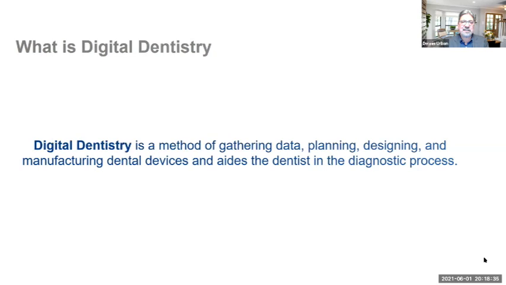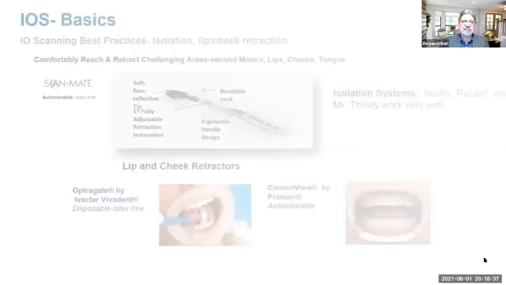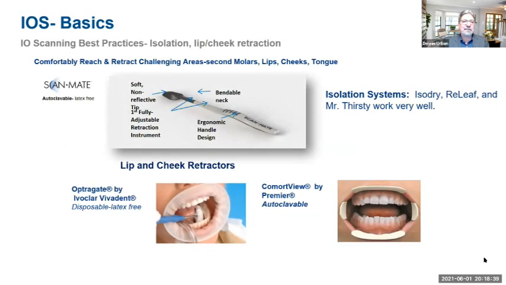It's fantastic. But there are some criteria we want to follow. The first thing, some of the basics, is isolation and lip and cheek retraction. This is going to help you get a better digital impression. There's a lot of tools out there that you utilize for that, and a lot of you know what these tools are. But these are some of the tools here: the OptiGate by Ivoclar Vivadent, and Comfort View by Premier. Some of the tools you can utilize for retraction.